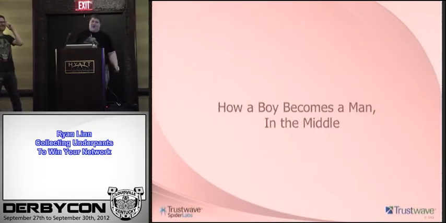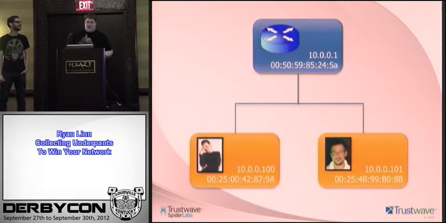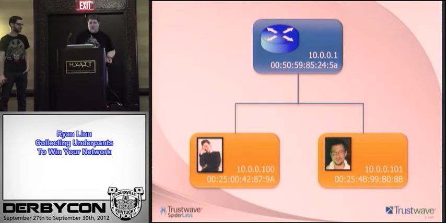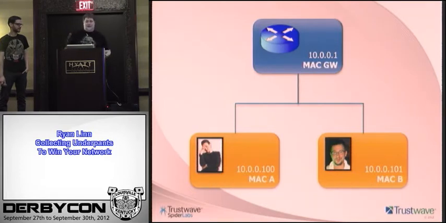So now we're going to look at how the boy becomes the man in the middle. So first we have 3 devices. We have our pretty girl on the bottom left. We've got John on the bottom right. And we've got our router in the middle. And you see that each one has a MAC address. So we're going to simplify this for the purpose of this conversation. And we're going to say that the router has a MAC address of MAC GW, our lovely lady has a MAC address of MAC A, and the loving John has a MAC address of MAC B.